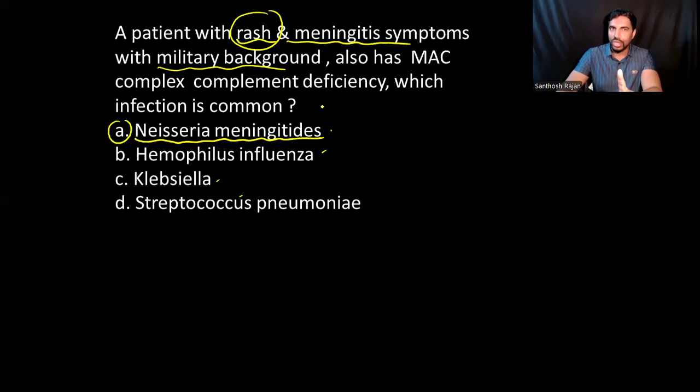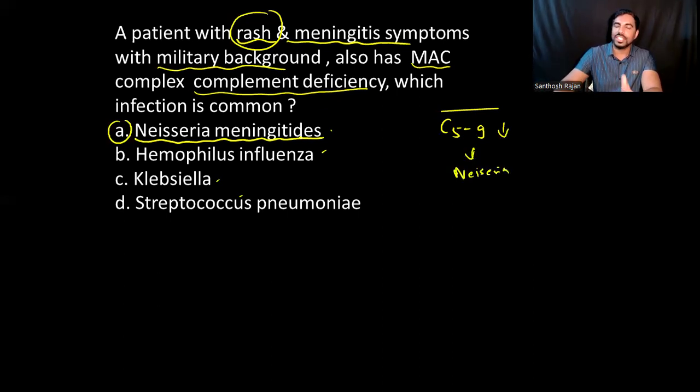And one more thing I told: it is a very common infection in complement deficiency. MAC complex means C5 to C9 complement deficiency. In this deficiency, Neisseria comes. So the answer is Neisseria meningitidis. All are capsulated, one clue, so all can cause meningitis. But because of the rash and complement deficiency, my answer should be Neisseria meningitidis. Okay, that is the right answer: MAC complex or C5 to C9 deficiency.